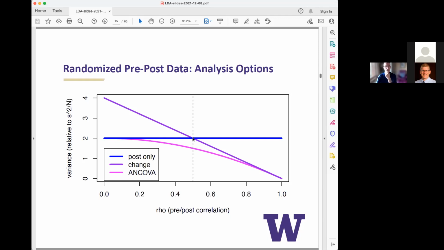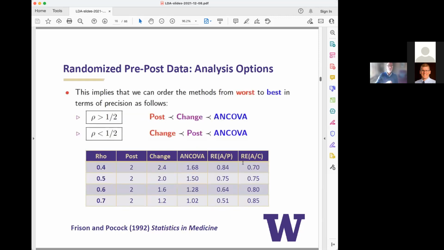We saw that on the previous slide. But interestingly enough, ANCOVA beats them both always. Okay, so this is the first fundamental result: if we order from worst to best, we can have post being the worst sometimes if the pre-post correlation is moderate or strong, change being the next best, and ANCOVA being best of all. But it depends on the magnitude of that pre-post correlation. If that correlation is weak, change is very inefficient relative to post and always relative to ANCOVA.